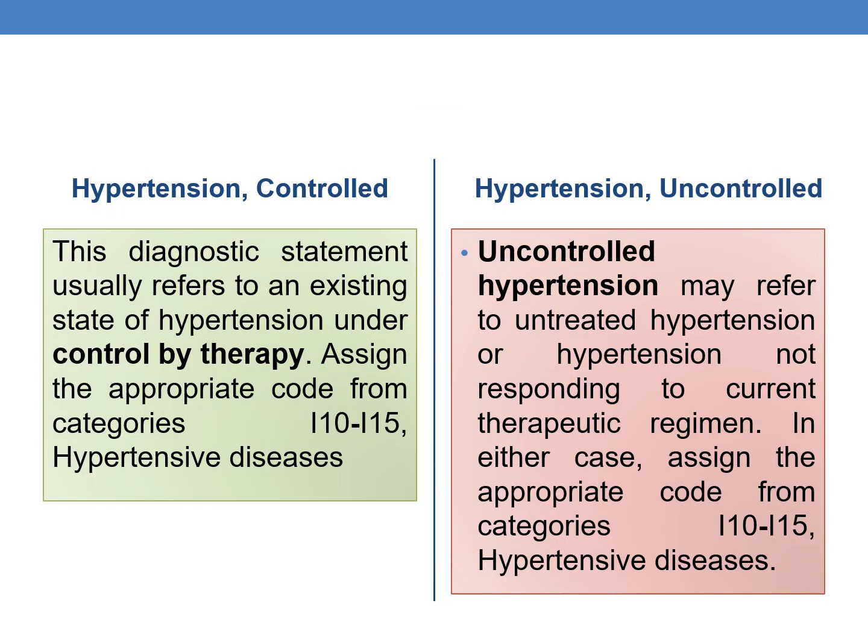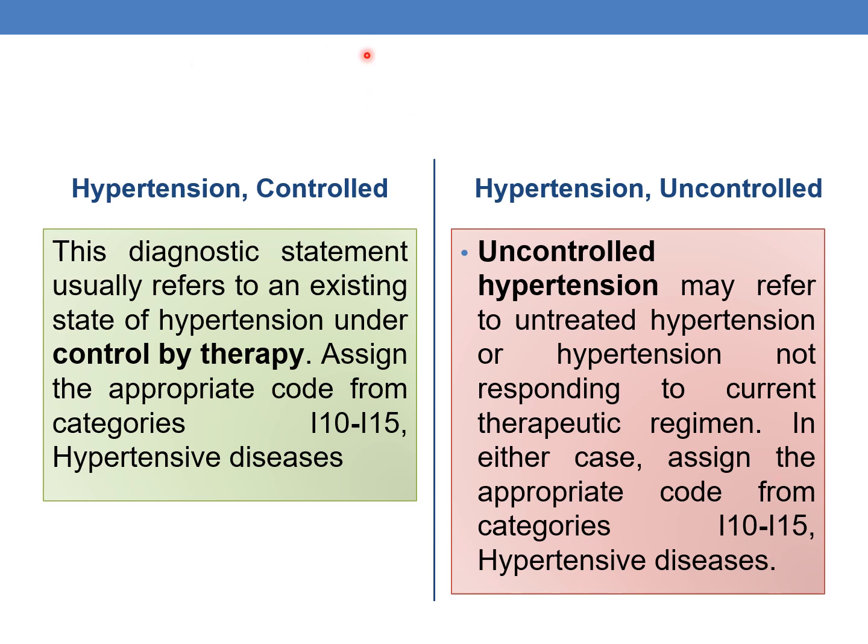Next guideline: what should be coded when hypertension is controlled and what should be coded when hypertension is uncontrolled. Hypertension controlled. This diagnostic statement usually refers to an existing state of hypertension under control by therapy. Assign the appropriate codes from category I10 to I15, hypertensive diseases. Coming to hypertension uncontrolled. Uncontrolled hypertension may refer to untreated hypertension or hypertension not responding to the current therapeutic regimen. In either case, assign the appropriate code from category I10 to I15, hypertensive diseases.